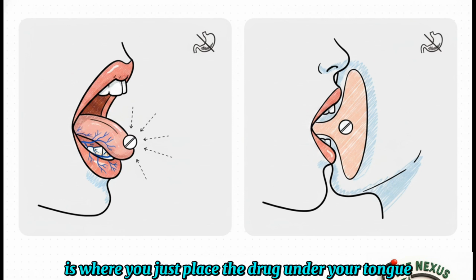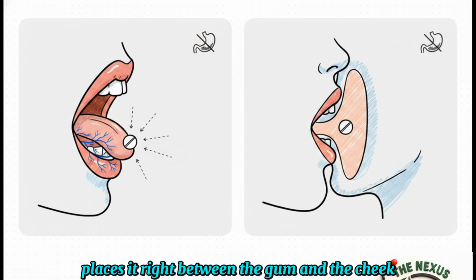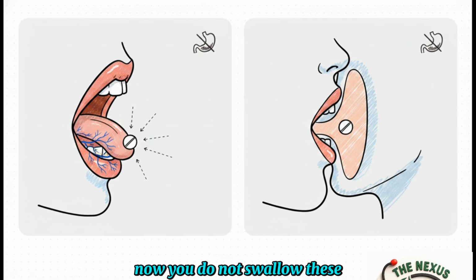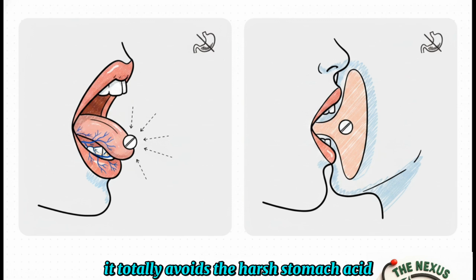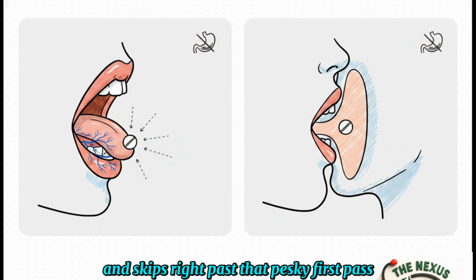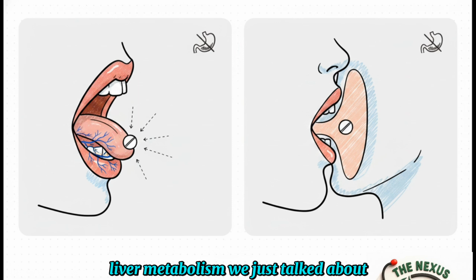Sublingual administration is where you just place the drug under your tongue, and buccal administration places it right between the gum and the cheek. Now, you do not swallow these. Instead, they just sit there and allow for rapid absorption straight into your bloodstream. It totally avoids the harsh stomach acid and skips right past that pesky first-pass liver metabolism we just talked about.